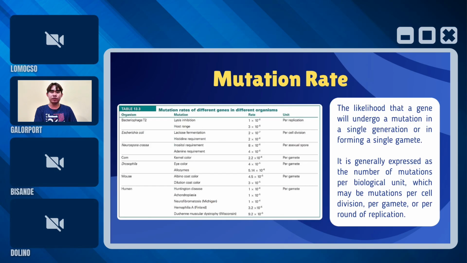So what is mutation rate? Mutation rate is the likelihood that a gene will undergo mutation in a single generation or in forming a single gamete. It is generally expressed as the number of mutations per biological unit, which may be mutations per cell division, per gamete, or per round of replication.